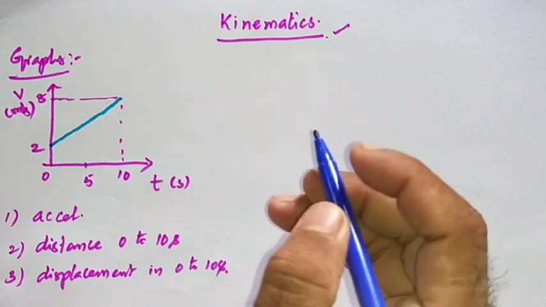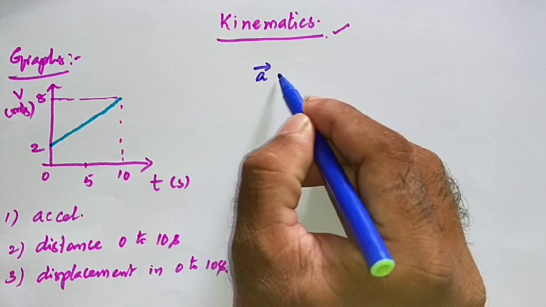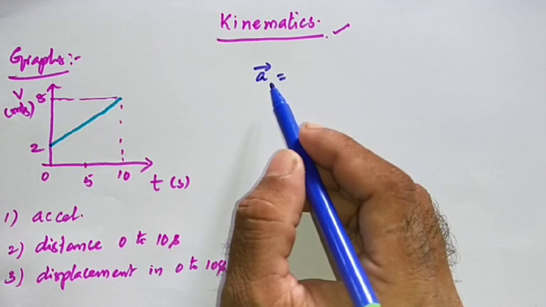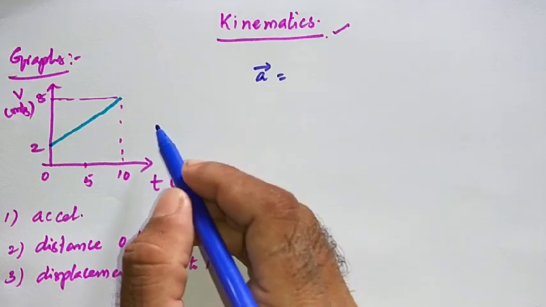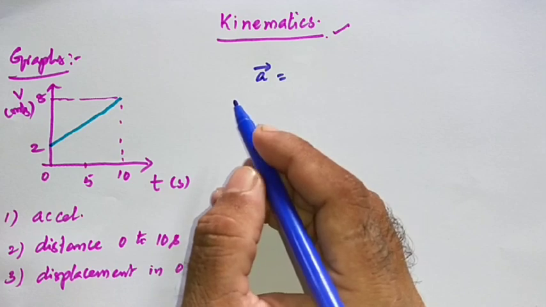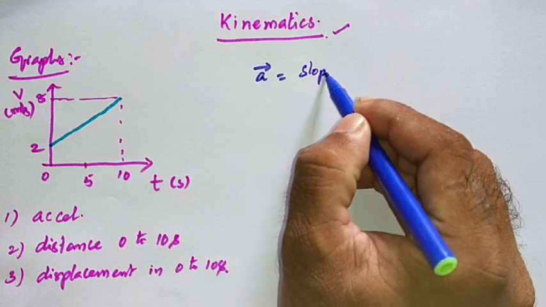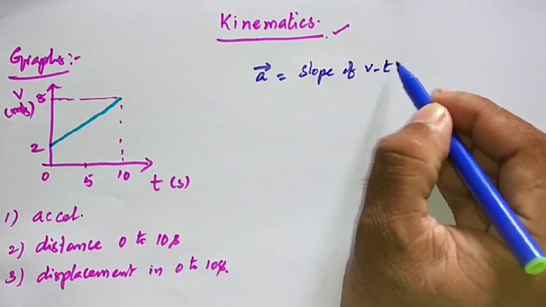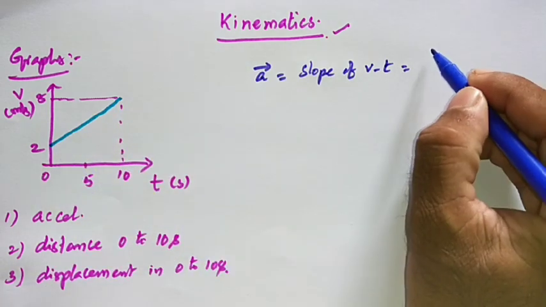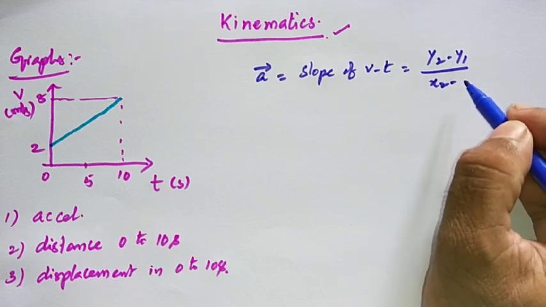Listen carefully. So first we need to calculate acceleration. So it is a velocity time graph. How do you calculate acceleration? Should we calculate area or slope? Which gives acceleration? Slope of velocity time graph gives acceleration. That we learnt already. Now we need to calculate slope. Slope is nothing but what? y2 minus y1 by x2 minus x1.